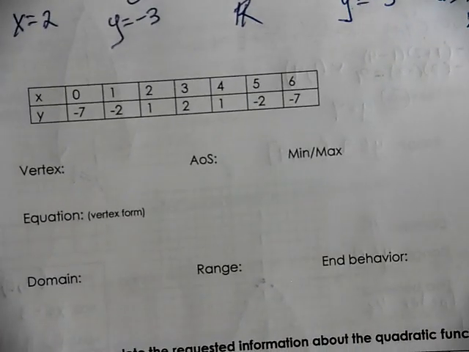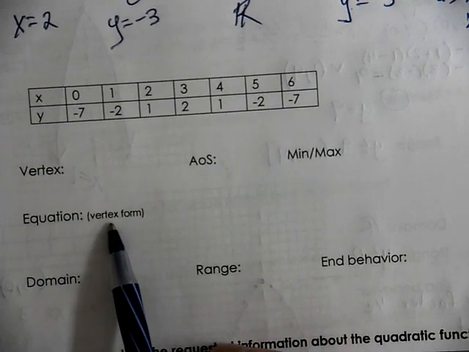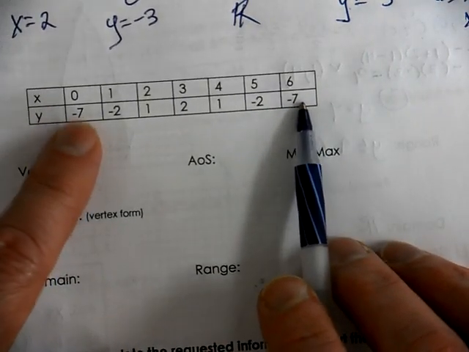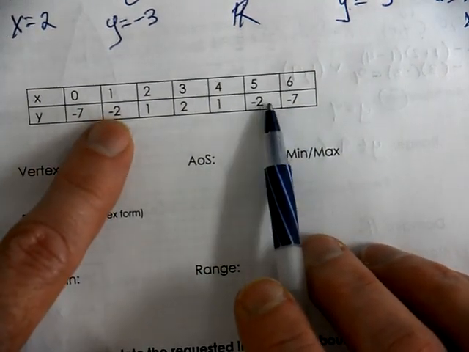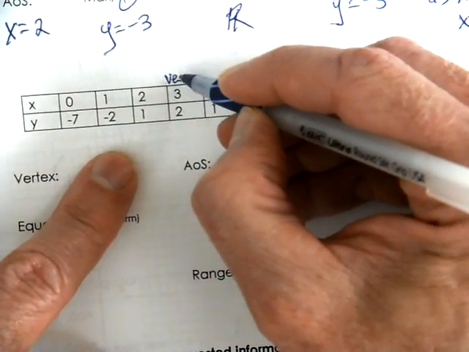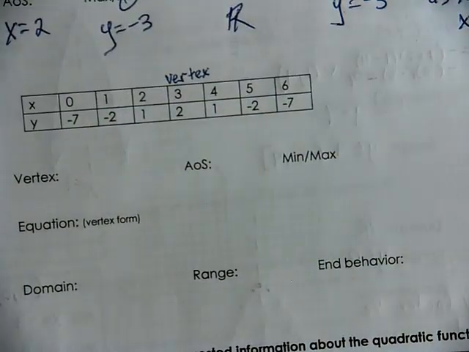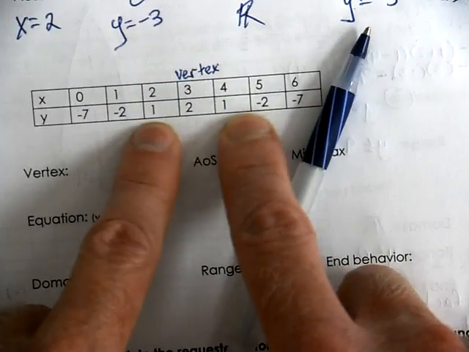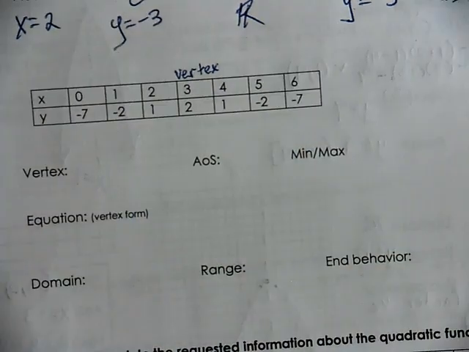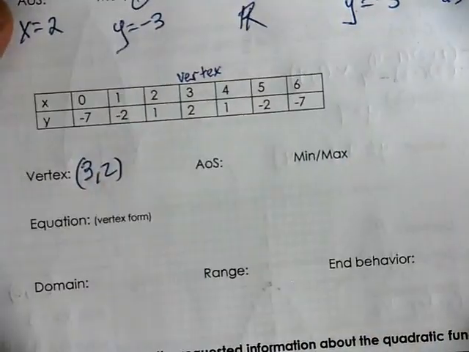Let's try that again. Here we have a table. We're going to write this equation in vertex form. I notice that I have some y values that match, y values that match, y values that match. So this is my vertex. I don't have any x-intercepts on this table. There's no spot where the y value is 0. So our vertex is 3, 2.